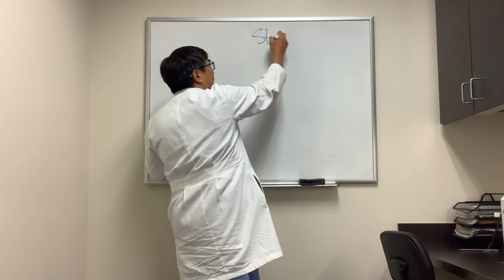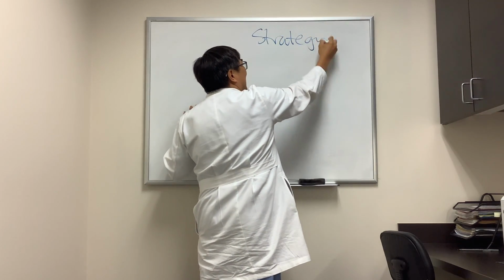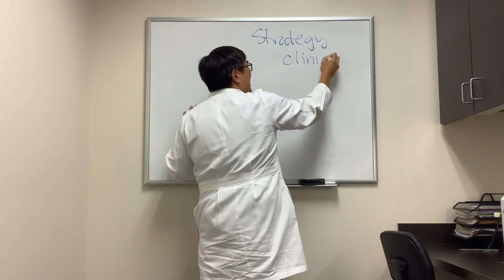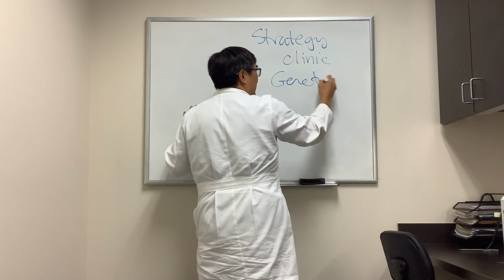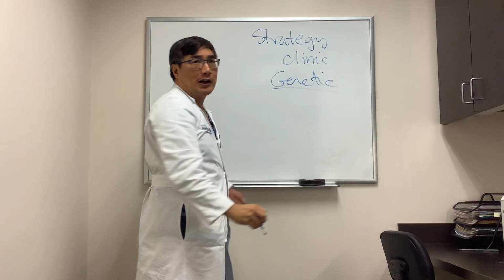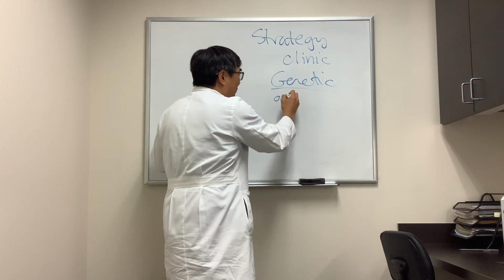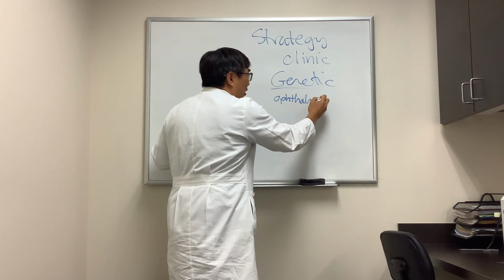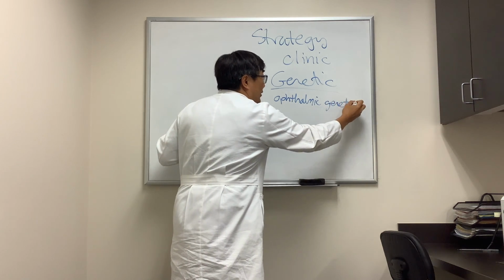So someone wanted to know about what is the strategy in the clinic for determining what genetic testing to do on people who have eye disorders in the neuro-op clinic. So we're really talking about ophthalmic genetics, not the whole field of genetics. That would take too long.